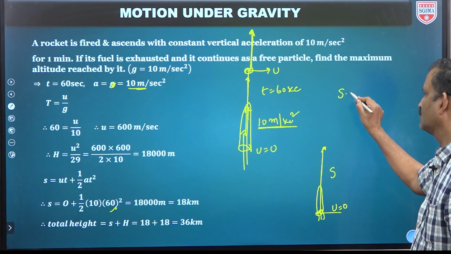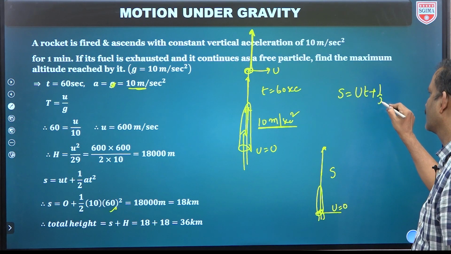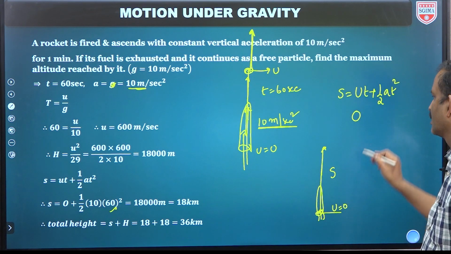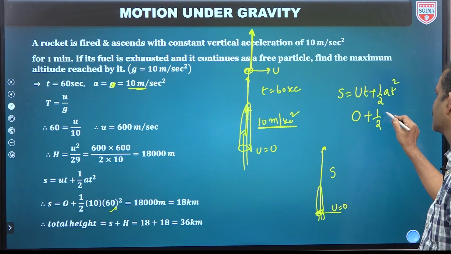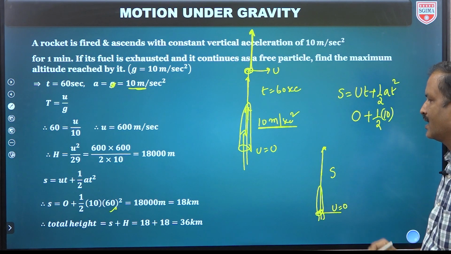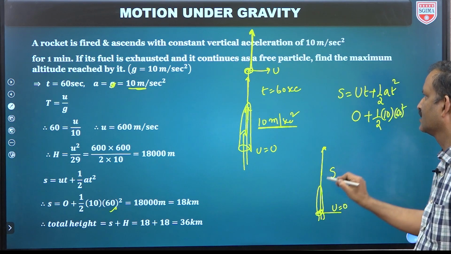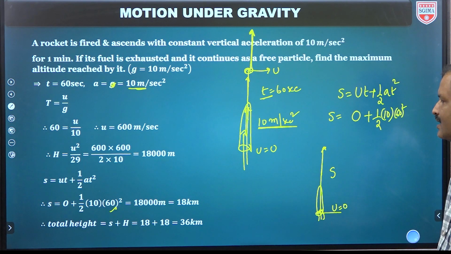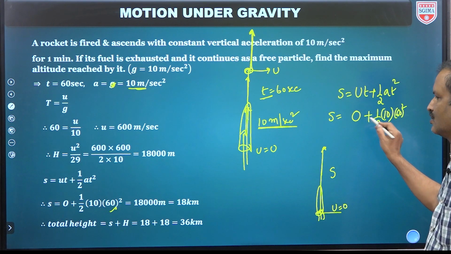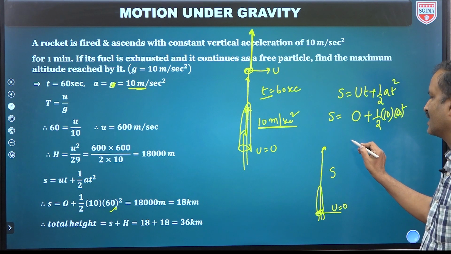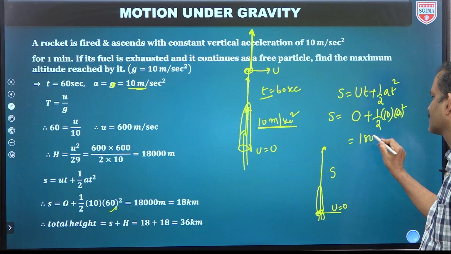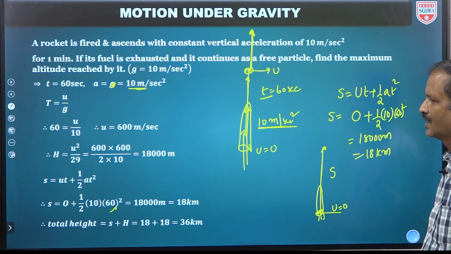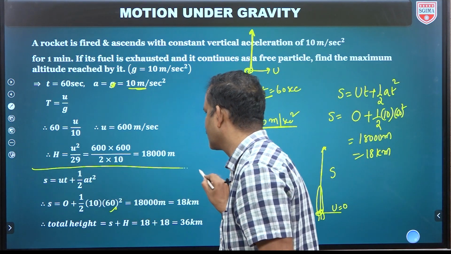S is equal to ut plus half at square. S is here 0 plus half of a value 10 into t square, 60 square. 1 minute, it will go in the upward direction. That S is equal to 0 plus half of 10 into 60 square, that is equal to 18,000 meters. So 18 kilometers. This is up to fuel.